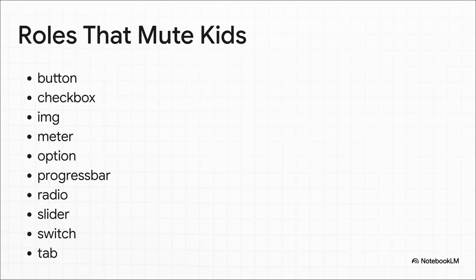And here's the list of those roles. You'll see a lot of common ones: button, checkbox, radio, slider, tab. It makes a ton of sense when you think about it. These are all supposed to be single, self-contained controls. A user expects to hear a button, not a button that contains a heading. So to keep things clean, any semantic children just get muted by default.